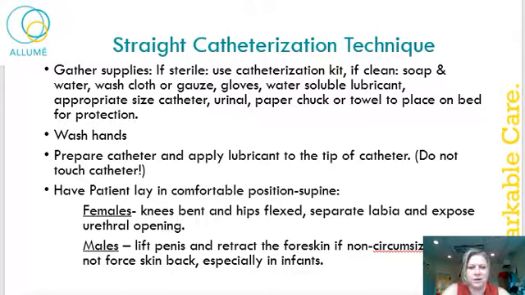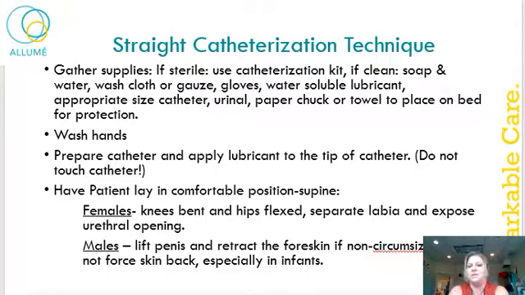a catheterization kit if you're doing sterile technique. If you're using clean technique, soap and water, washcloth or gauze, gloves, water-soluble lubricant, appropriate size catheter, a urinal, a paper chuck or a towel to place on the bed for protection. You're going to wash your hands and put your gloves on, prepare the catheter, apply the lubricant to the tip of the catheter. Do not touch the catheter.